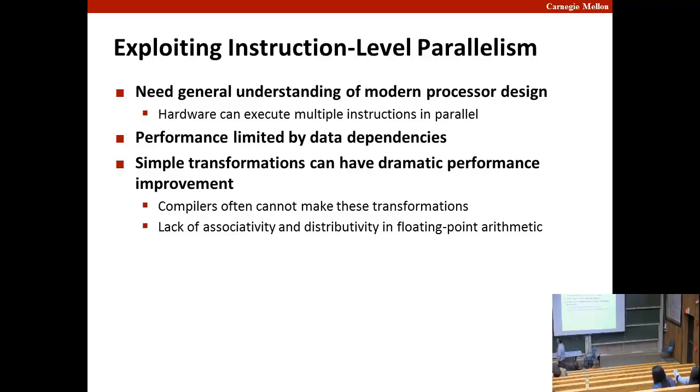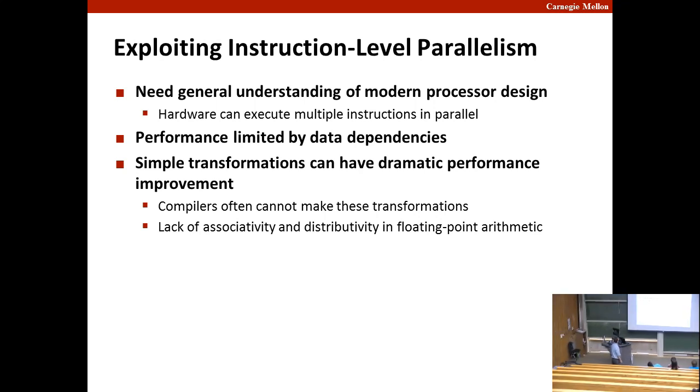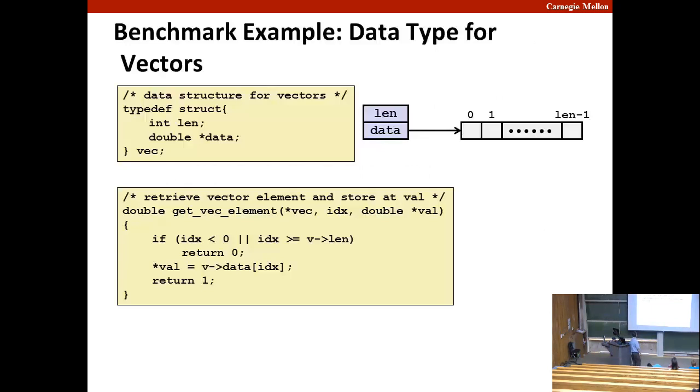To exploit instruction-level parallelism, you need to have a general understanding of modern processor design. You need to understand that, of course, it's limited by data dependencies. We can't have parallelism if we actually have real dependencies. And simple transformations can have dramatic performance improvements.